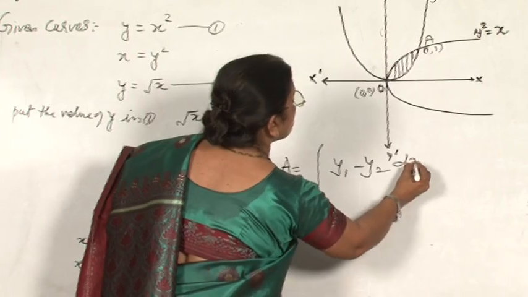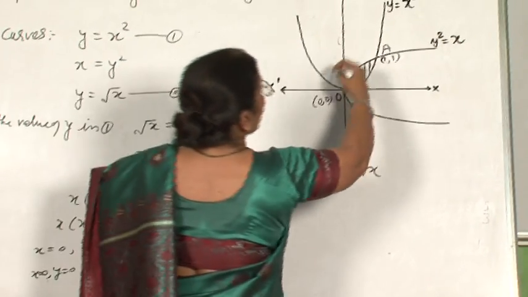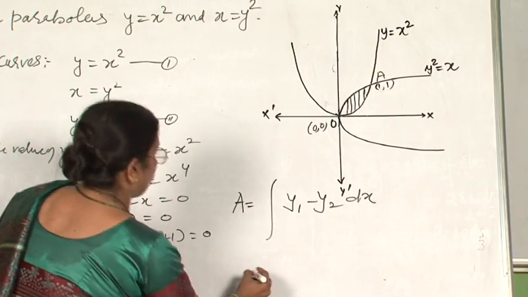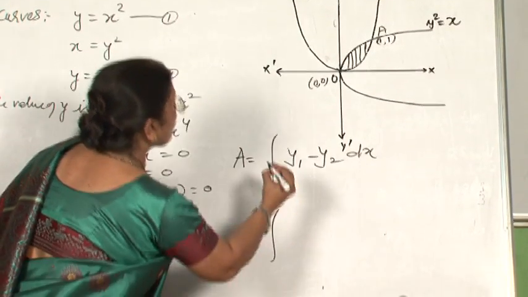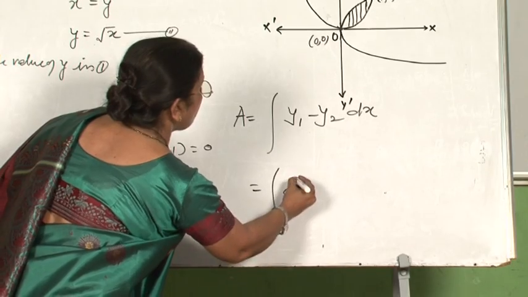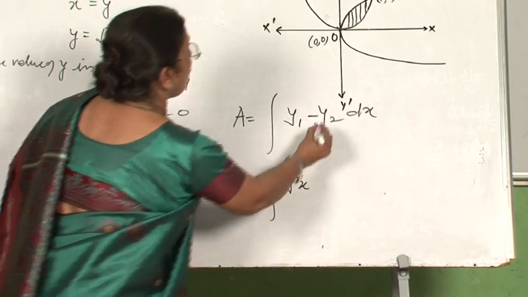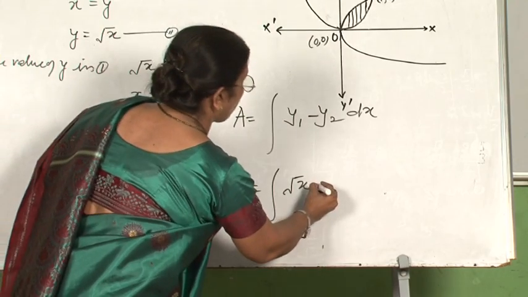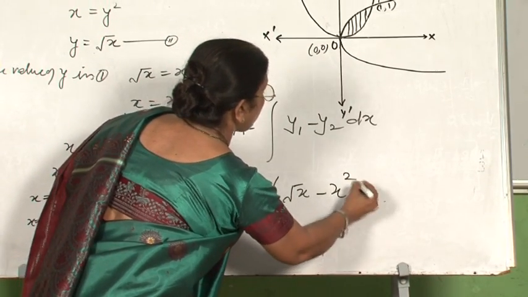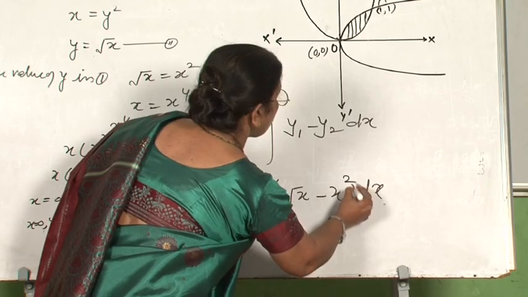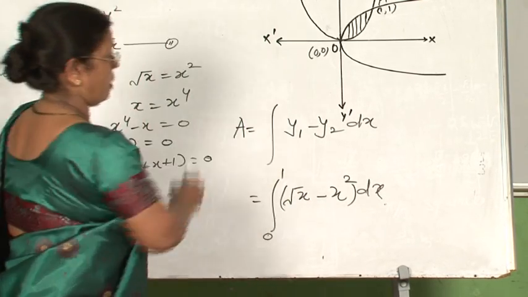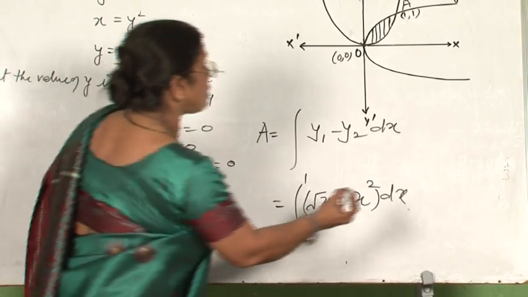Now the area of the bounded region is this. We will write y1 from the y square is equal to x parabola, so this is root x, and y2 from the y is equal to x square parabola, so this is x square, dx, from 0 to 1.